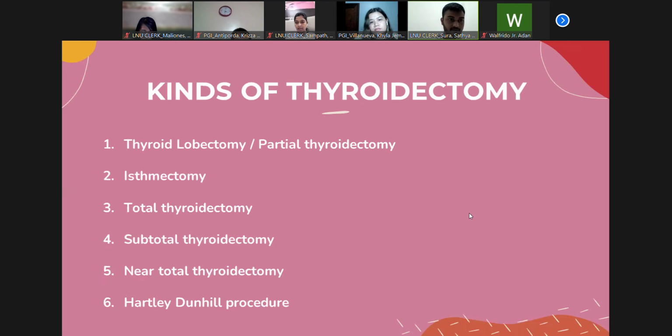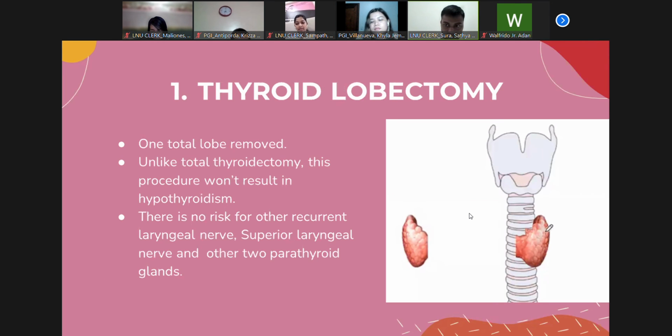These are the types of thyroidectomy. First is the thyroid lobectomy, which is also called the partial thyroidectomy, then isthmectomy, total thyroidectomy, subtotal thyroidectomy, near total thyroidectomy, and the last procedure is the Hartley Dunhill procedure.